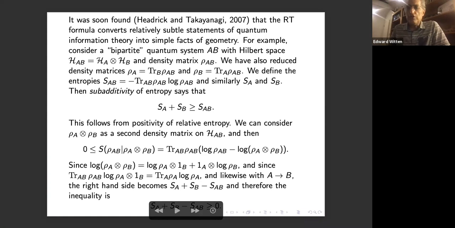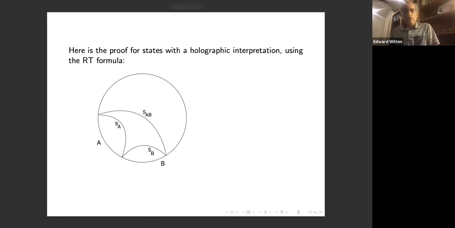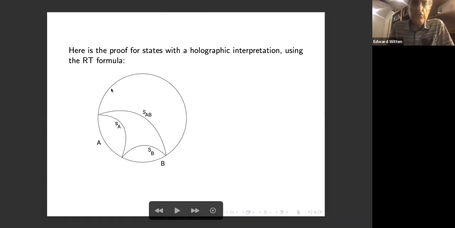The proof based on geometry is only for density matrices that have a holographic interpretation. But let's see how it works when the Ryu-Takayanagi formula applies. So, I didn't shade it now, but this is the same Poincaré disk as before. And now A and B are two portions of the boundary.